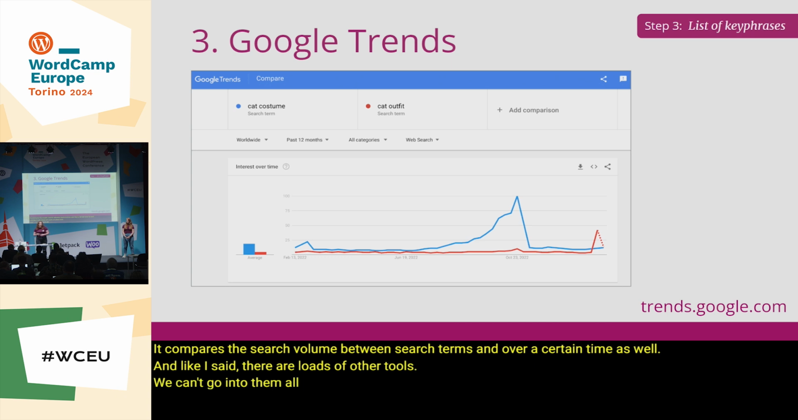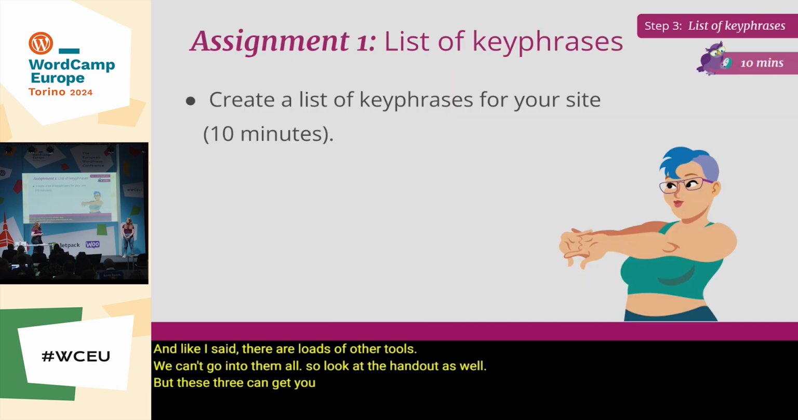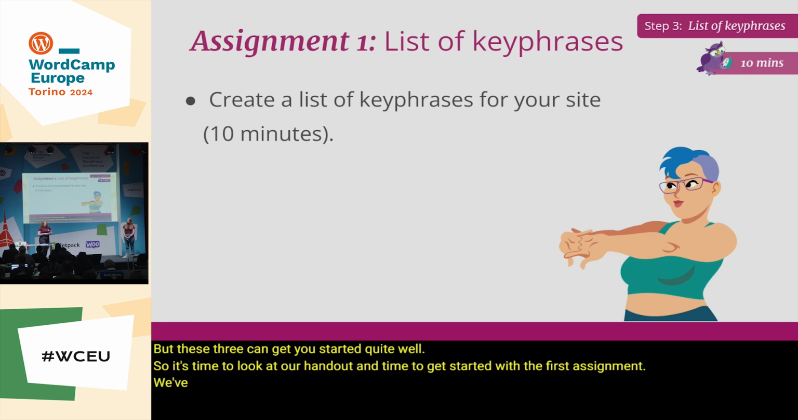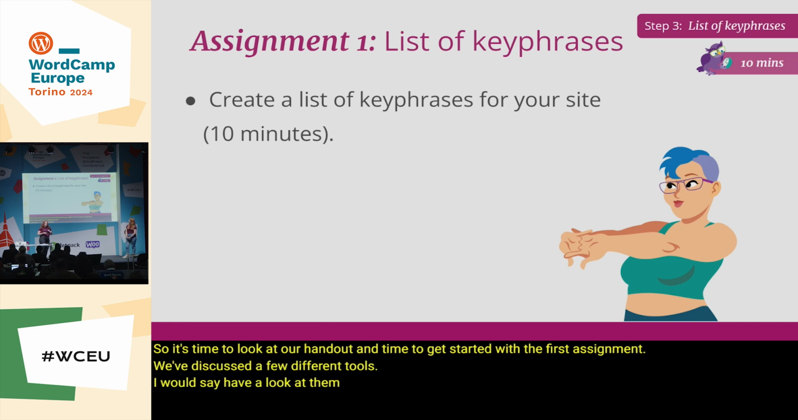So look at the handout as well, but these three can get you started quite well. So it's time to look at our handout and time to get started with the first assignment. We've discussed a few different tools. I would say have a look at them, start brainstorming, come up with your own first list of key phrases.